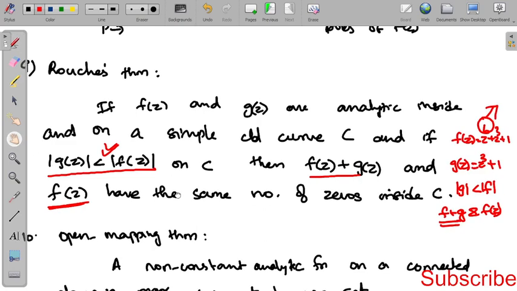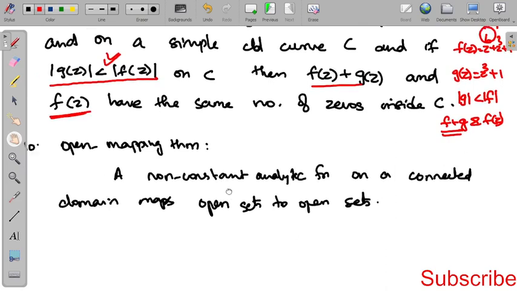Then the open mapping theorem: a non-constant analytic function on a connected domain maps open sets into open sets. That is for a non-constant analytic function.